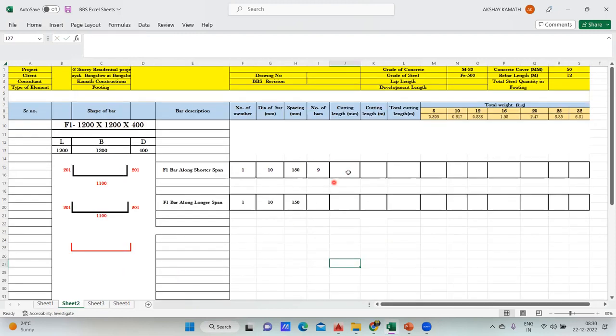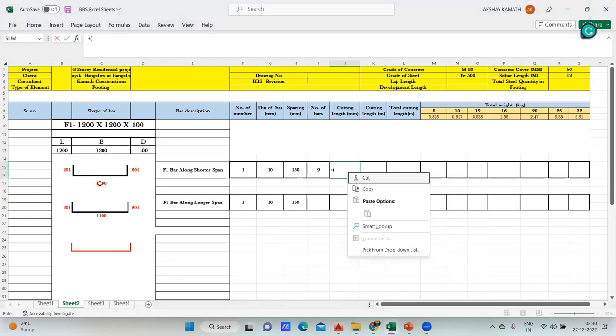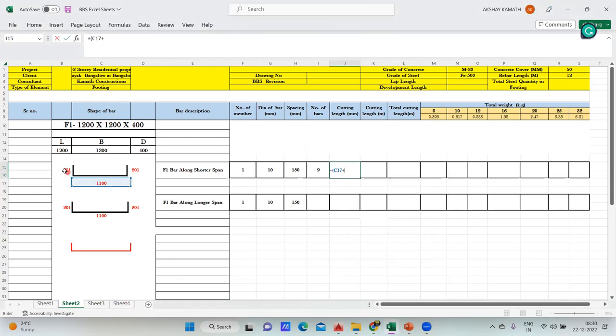So we'll do the cutting length. The cutting length will be plus, open bracket, first you select this 1100 plus, select 201 plus 201 and close the bracket. Hit the enter button. So the cutting length is 1502 mm.